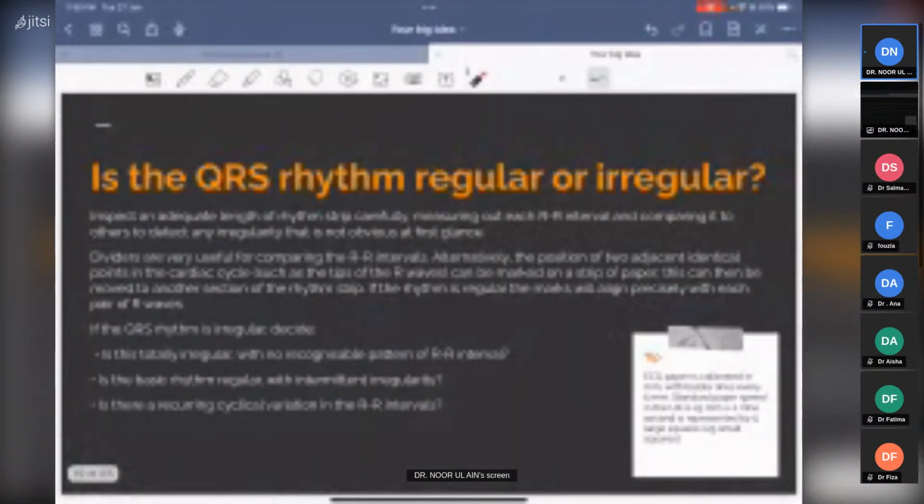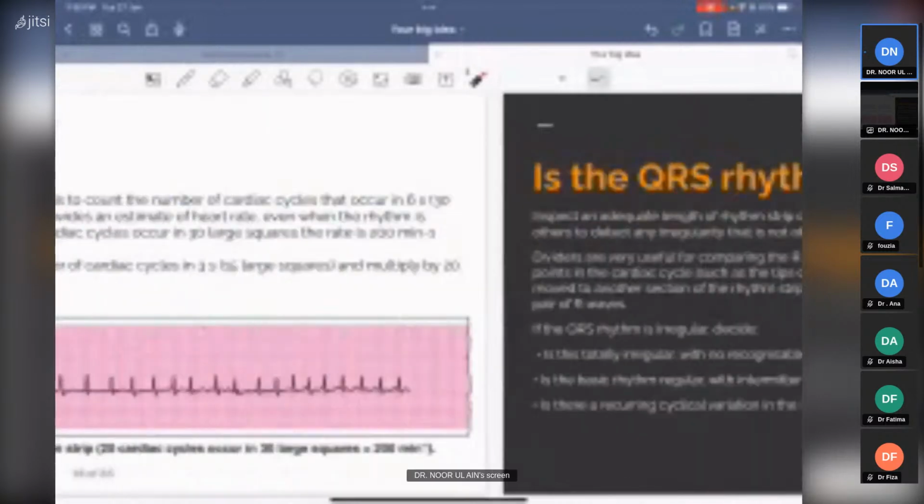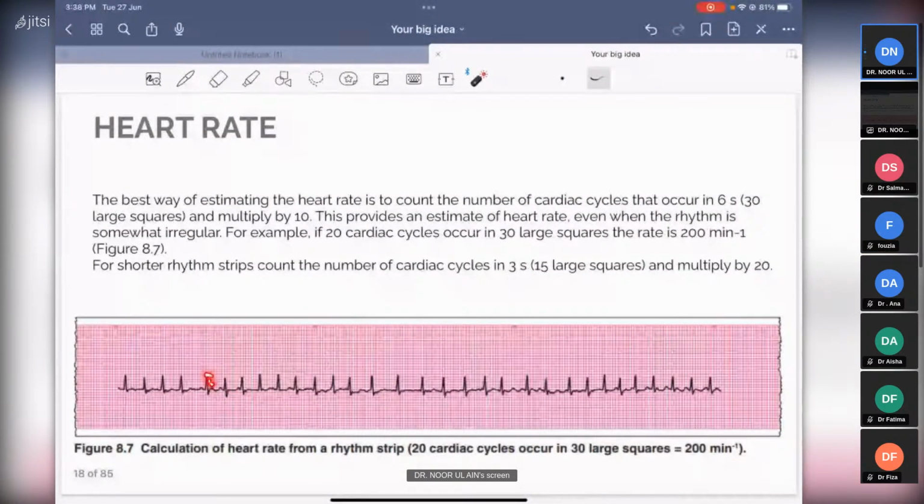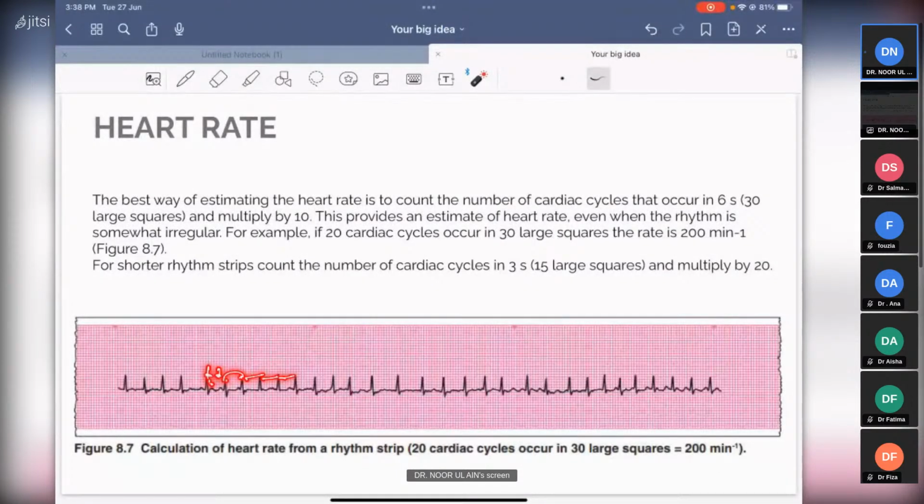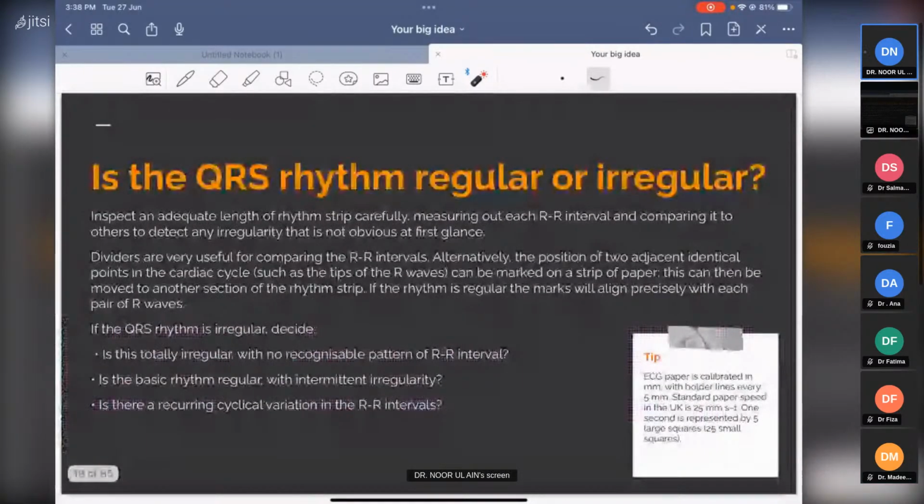So we go next, which is the third question, which is the question Dr. Saeed was talking about. Is the QRS rhythm regular or irregular? Okay, and how do you know this? When you measure the RR interval, for example, this was it. मैंने count किया, this is my RR interval. I'll just put a mark and then I'll count this and I'll see if all of this falls together. So the RR interval is constant. Okay, again a very, very rough estimate, just to know.